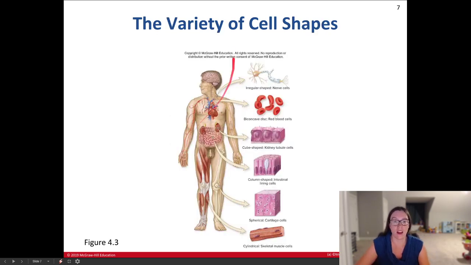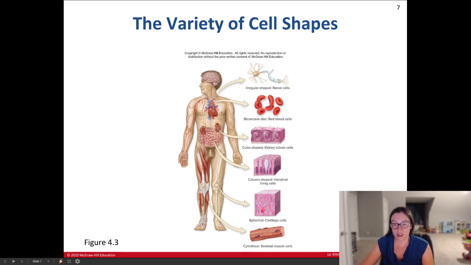If we go back to our organization of life. So as I said before, there are lots of different types of cell shapes. So the nerve cell looks kind of spider-shaped. Red blood cells are these biconcave discs. When we look at epithelial tissues, a lot of them are either cube-shaped or cuboidal-shaped or columnar-shaped.